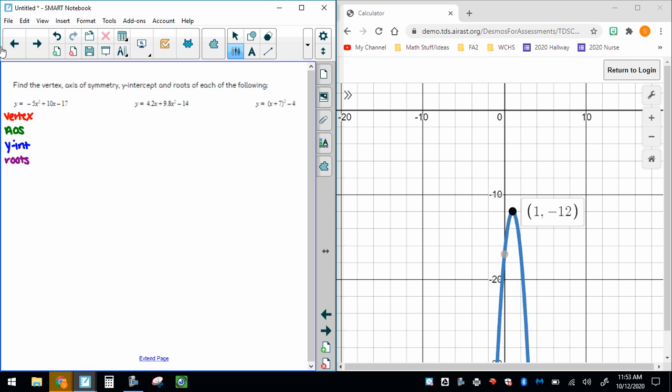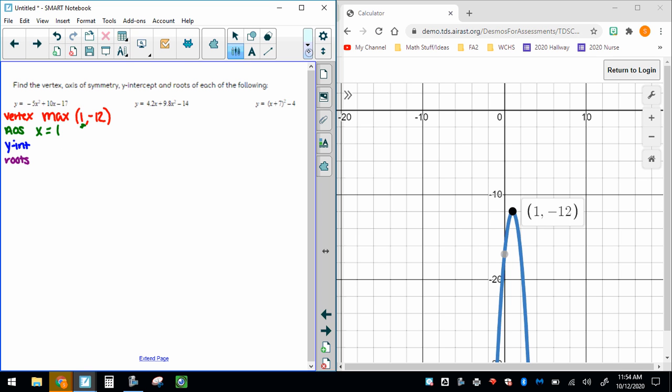Let's see if we can get it. So right here is the vertex. It's at the top of the graph, so this one is a maximum. And it is at 1, -12. The axis of symmetry doesn't actually technically show up on Desmos, right? The axis of symmetry goes through the vertex, though. So we always write it as x equals, and it's the x value of the vertex. And the x value is always the first one. So the axis of symmetry is going to be x equals 1, right? And you can imagine it going straight up and down through here.